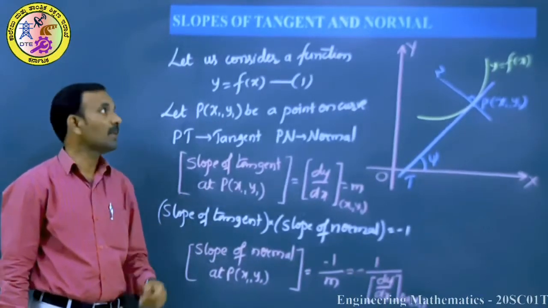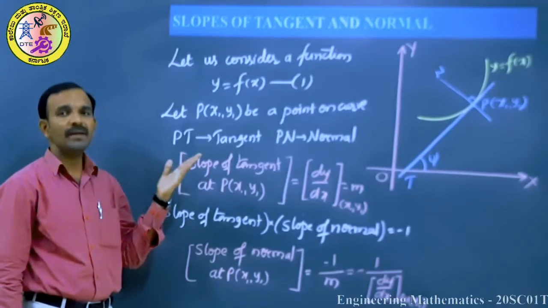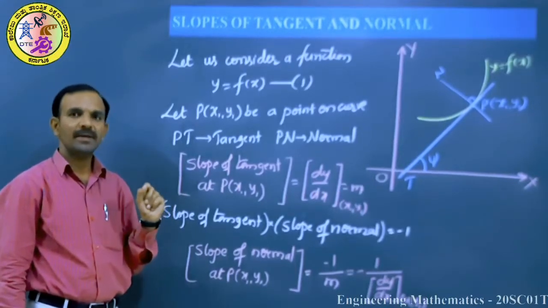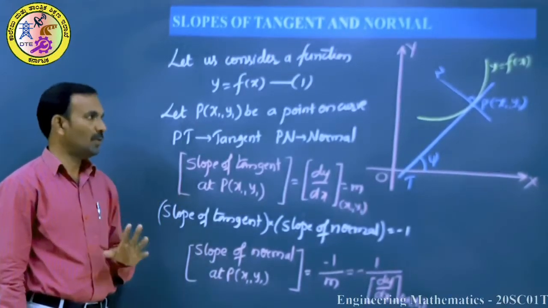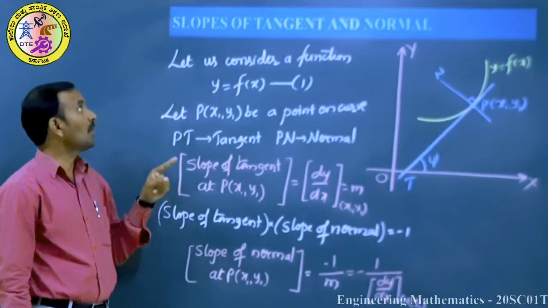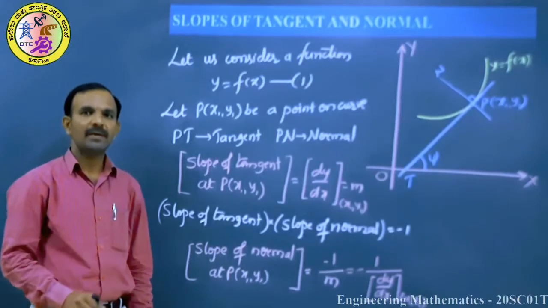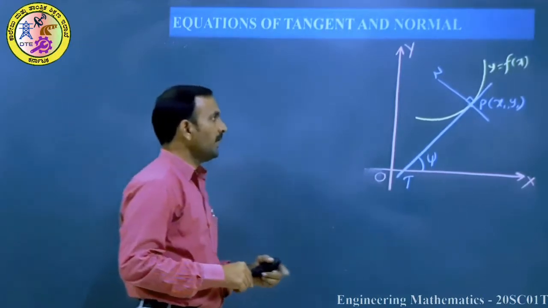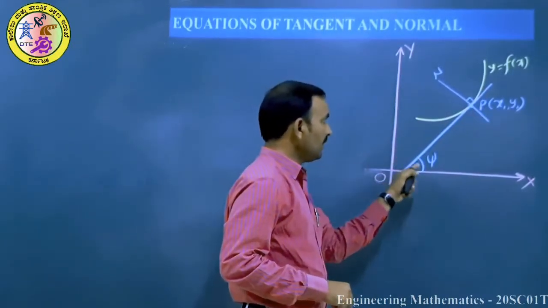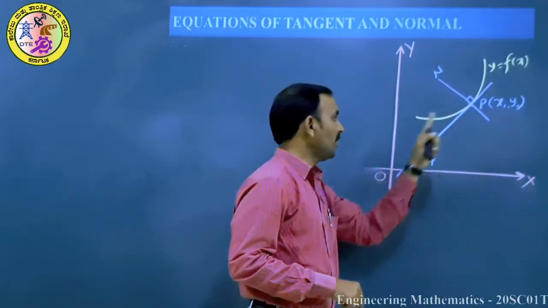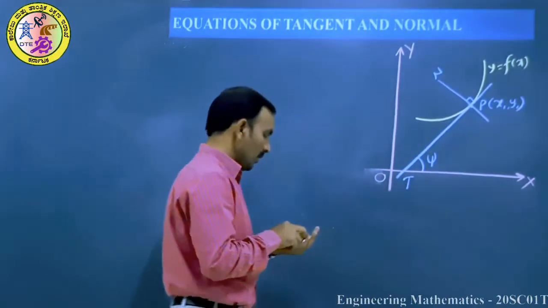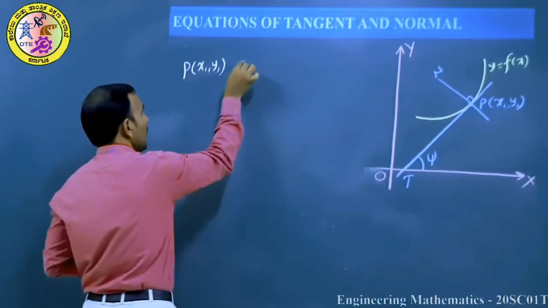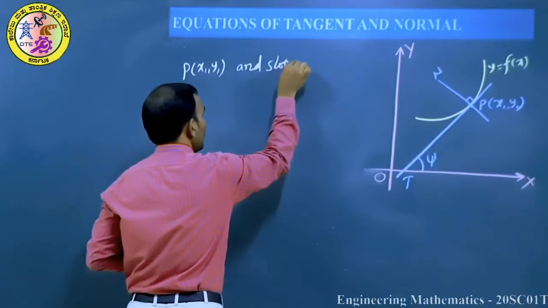Next you have to learn the equation of tangent and normal, because tangent and normal are lines. For every line there exists an equation, that you have studied in your unit number 2. By using that concept from unit number 2, now you are going to find equations for tangent and normal. Now you are seeing that the tangent is a line passing through the point P(x1, y1) with slope m.